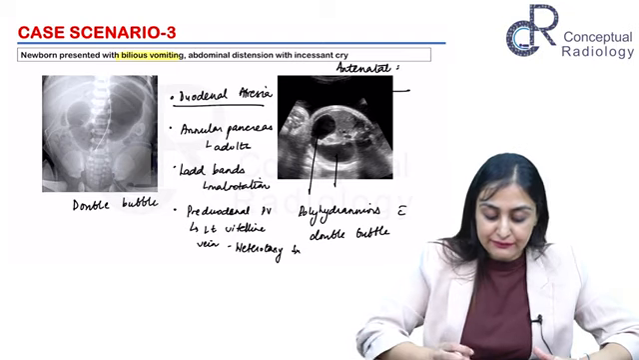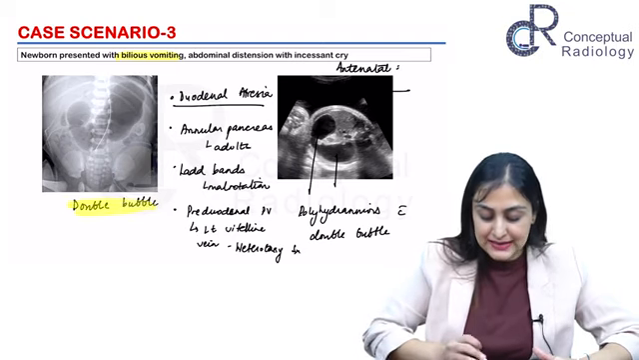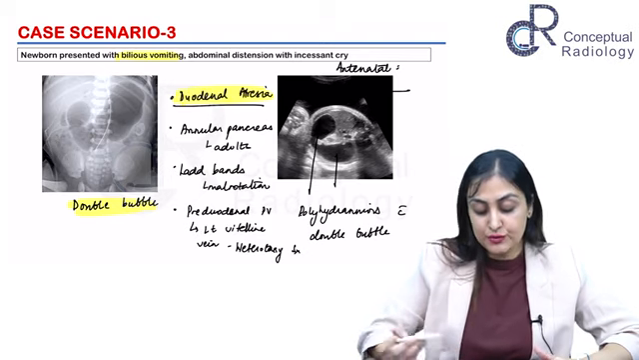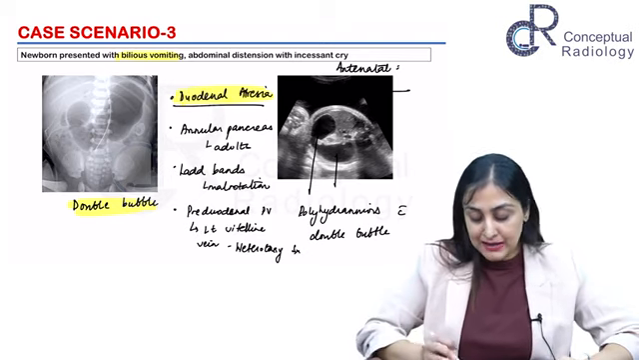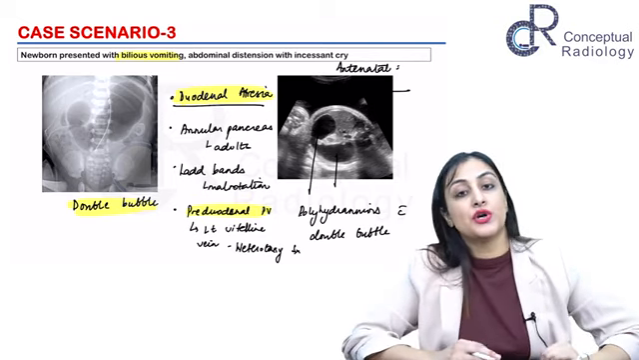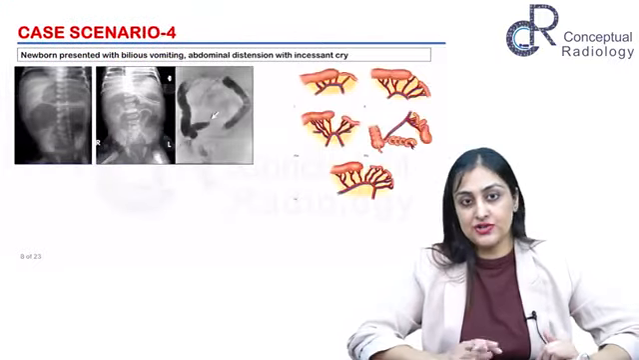So these are the 4 differentials for a double bubble sign. Obviously, the first you have to rule out is duodenal atresia, but others could be annular pancreas, Ladd's bands, and pre-duodenal portal vein. All right, so this is what you have to know about duodenal atresia.